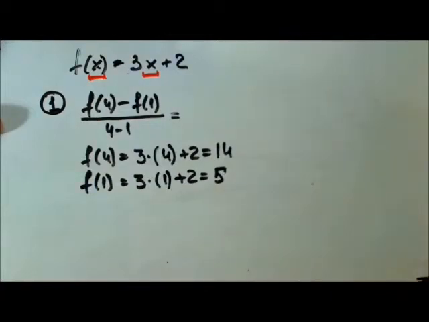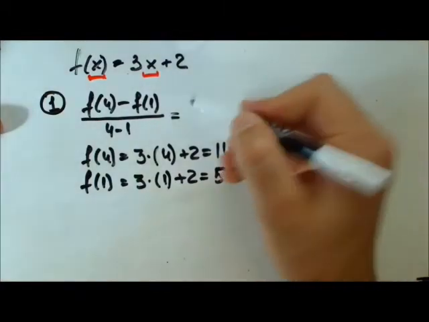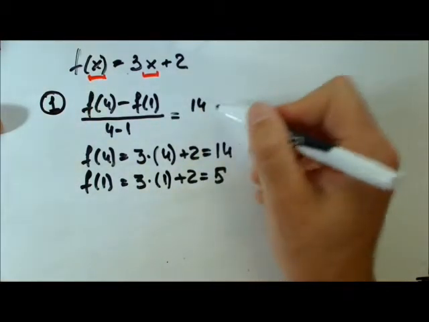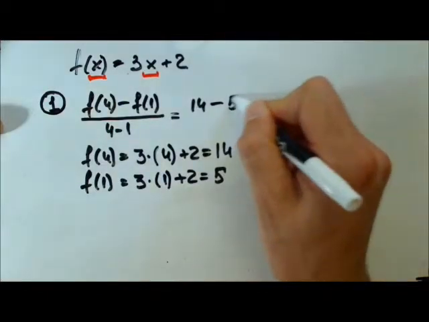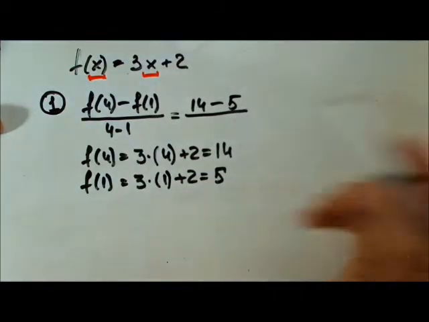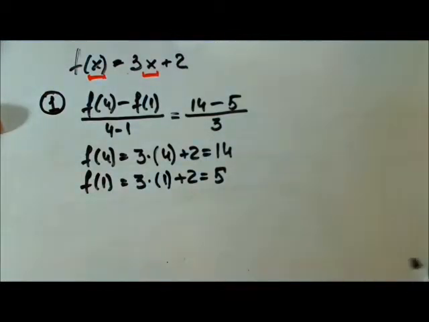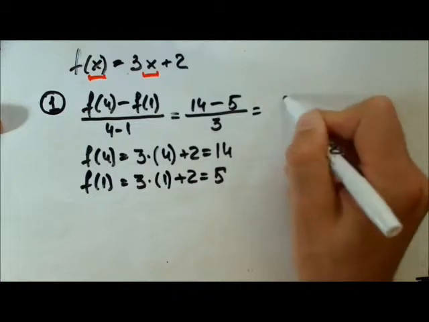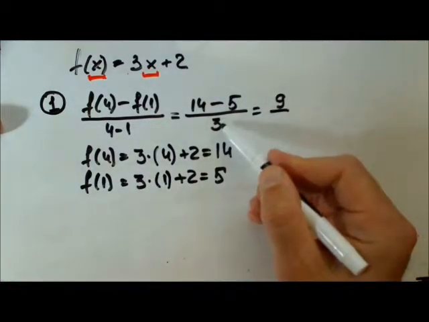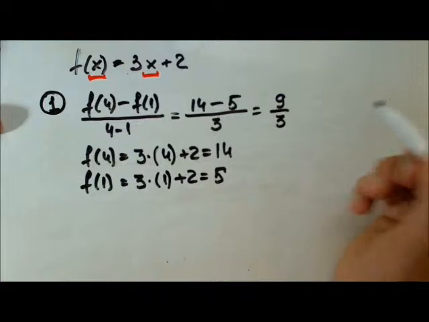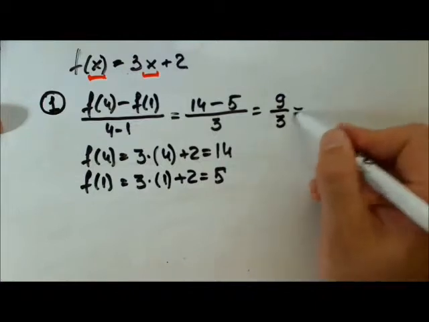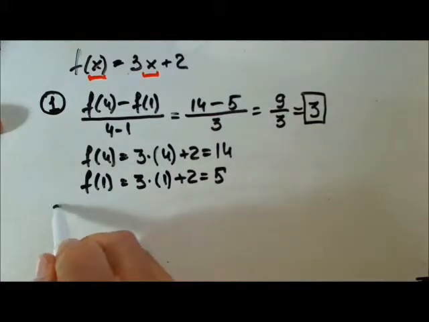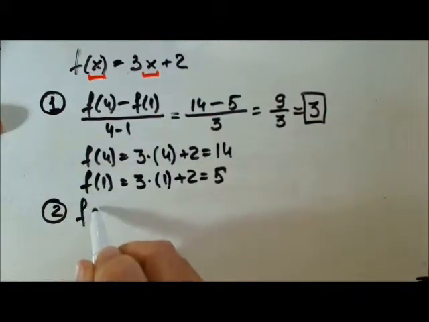Now we have f of 4, which is 14, minus f of 1, which is 5, divided by 4 minus 1, which is just 3. 14 minus 5 is 9, divided by 3 is 3. 9 divided by 3 equals 3. That's our answer.